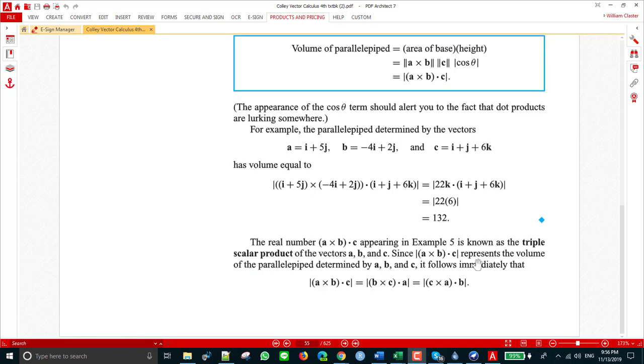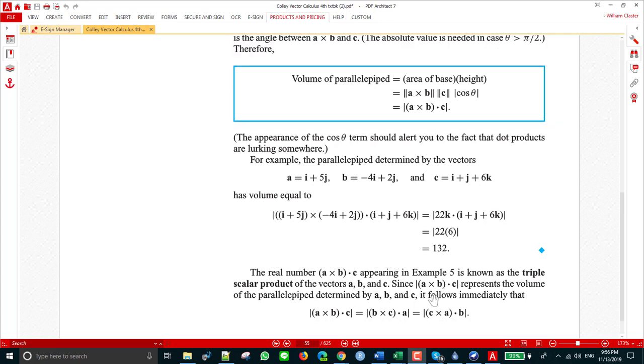Okay, so the next thing she says is that the real number A cross B dot C, so this is a vector dot another vector, that's a number, and that appears in example 5 here, is known as the triple scalar product of the vectors A, B, and C.